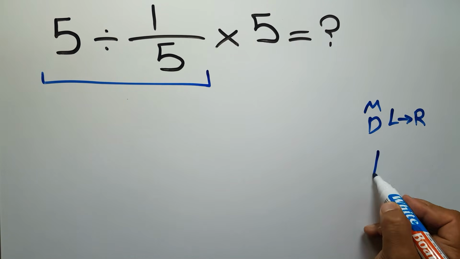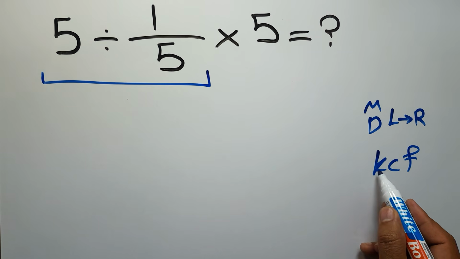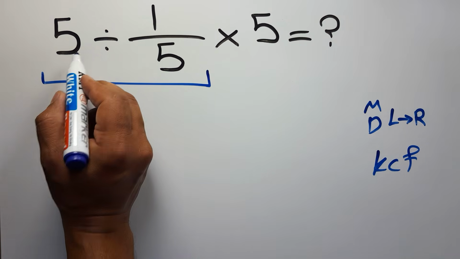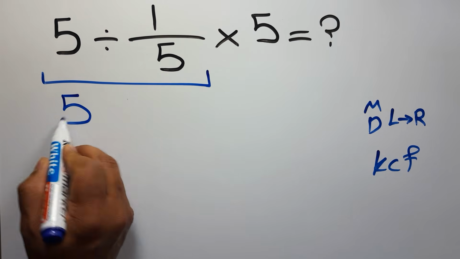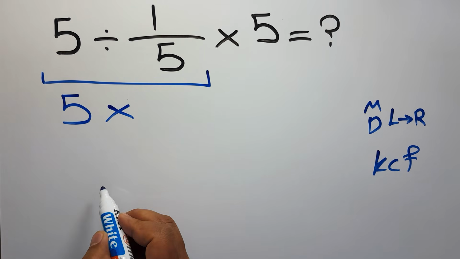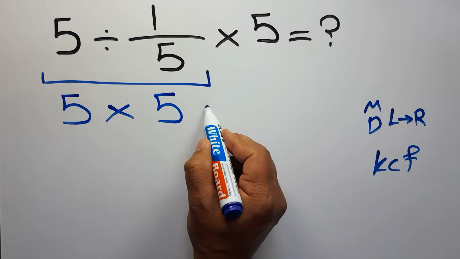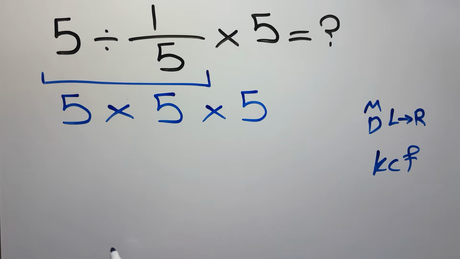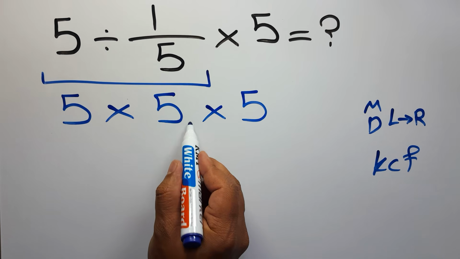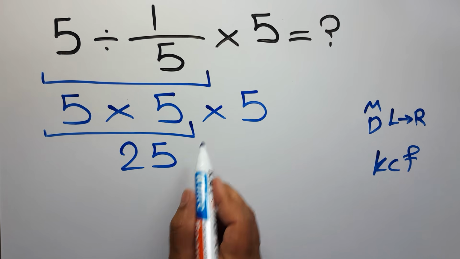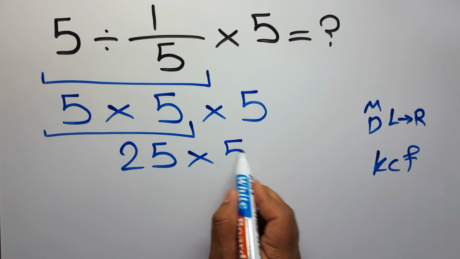According to the KCF rule, K stands for keep, C stands for change, and F stands for flip. We can write: keep the first fraction, change division to multiplication, and flip the second fraction. And here we have times 5. Okay, 5 times 5 gives us 25. So we have 25 times 5.